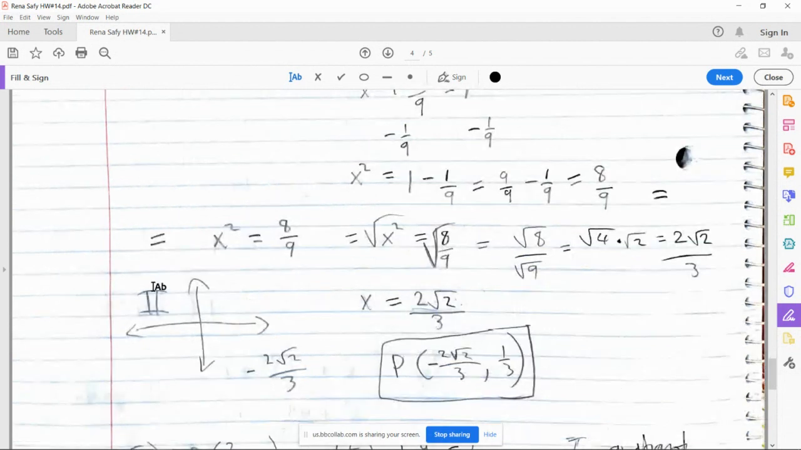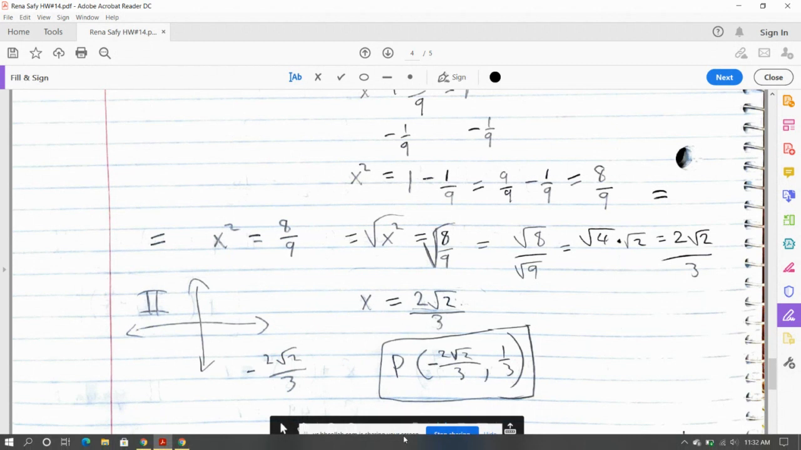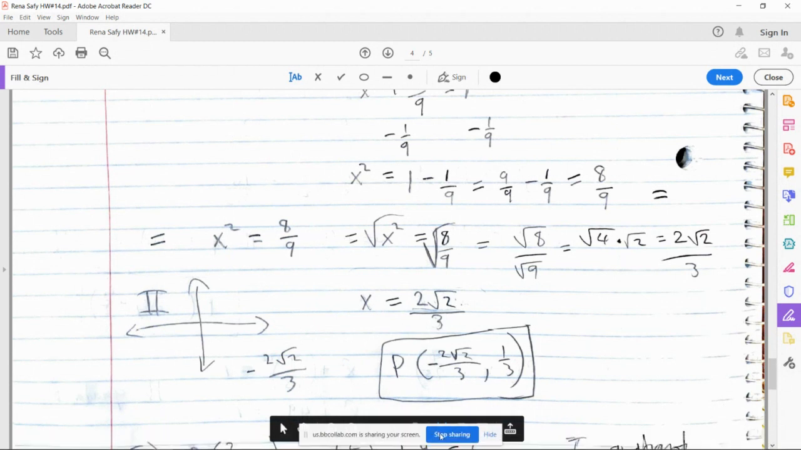Since it's in quadrant 2, the x has to be negative, so it's negative 2 radical 2 over 3. Okay, great. When we take the square root of something, we always get two values, positive and negative. With quadrant 2, you get this negative x value. With quadrant 1, you get the positive 2 radical 2 over 3. Okay, thank you, Rena.